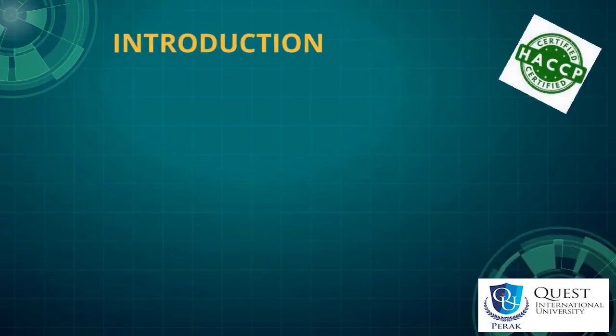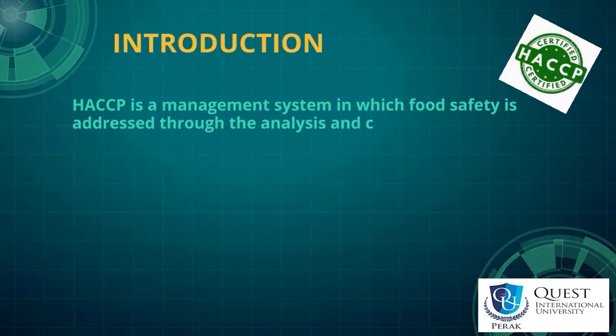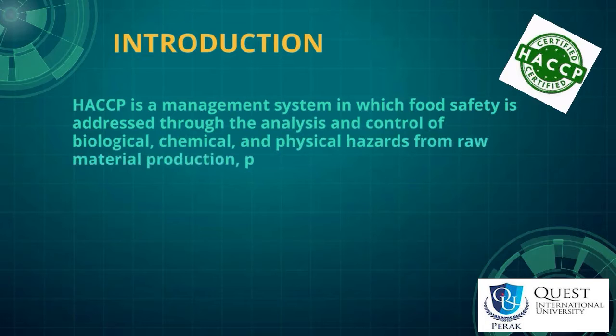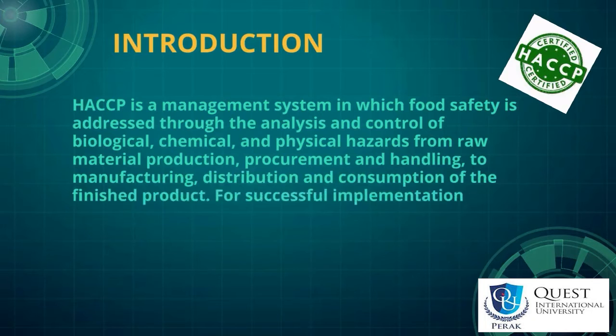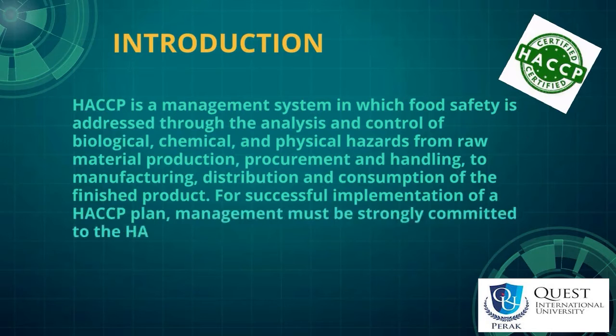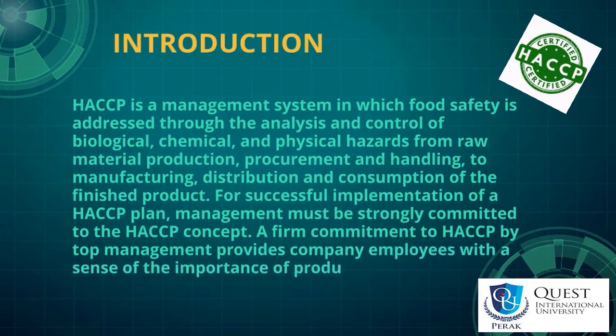Introduction. HACCP is a management system in which food safety is addressed through the analysis and control of biological, chemical, and physical hazards from raw material production, procurement, and handling to manufacturing, distribution, and consumption of the finished product. For successful implementation of a HACCP plan, management must be strong and committed to the HACCP concept. A firm commitment to HACCP by top management provides company employees with a sense of the importance of producing safe food.